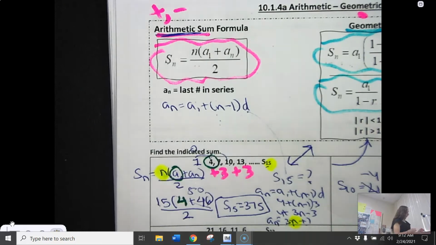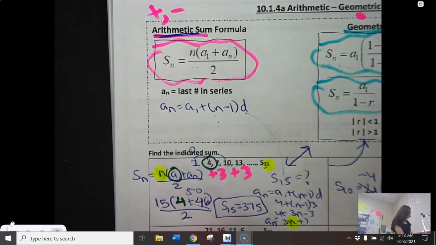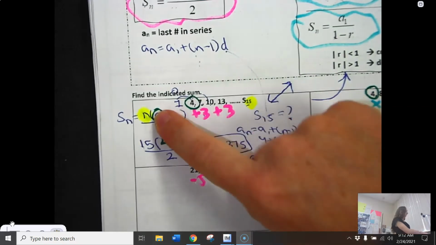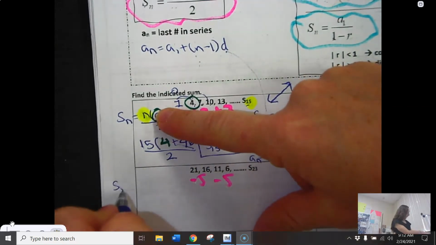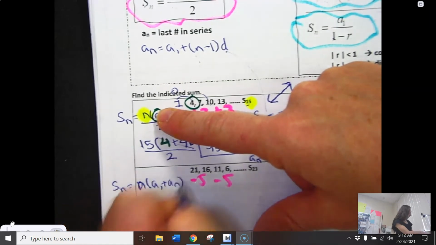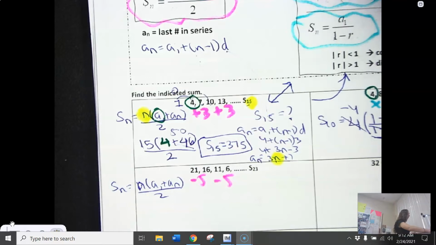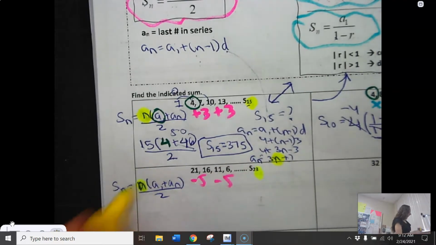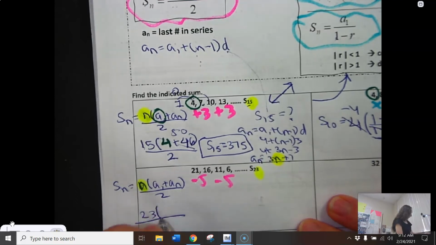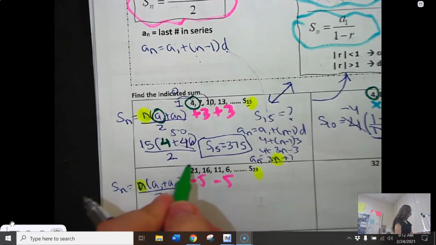What am I going to do here? Minus 5, minus 5. It's also a sequence. Sorry, you can't see that. So boom, it's arithmetic. What's the formula? S sub n equals n times a1 plus an over 2. Take the 23, plug it in. Take your a sub 1, 21.